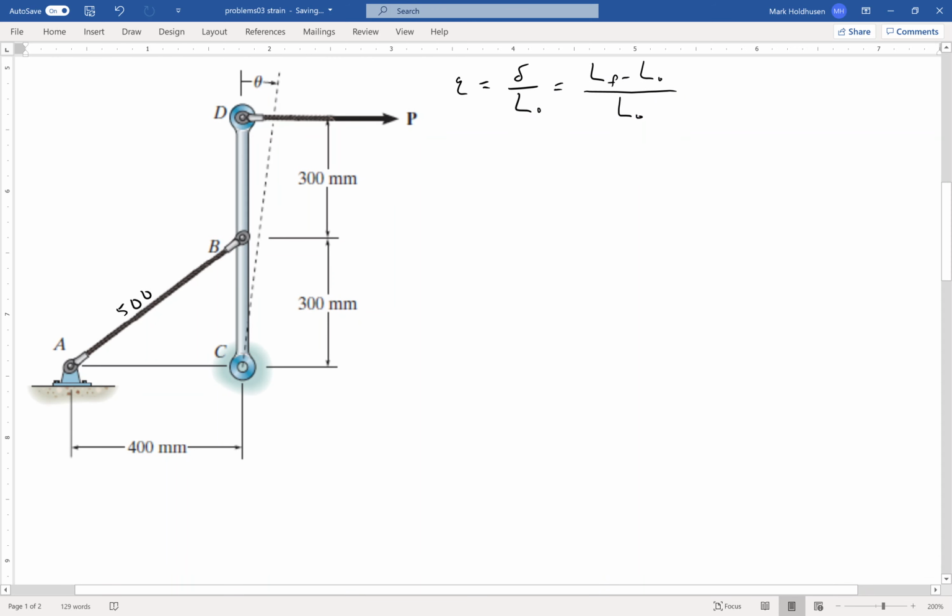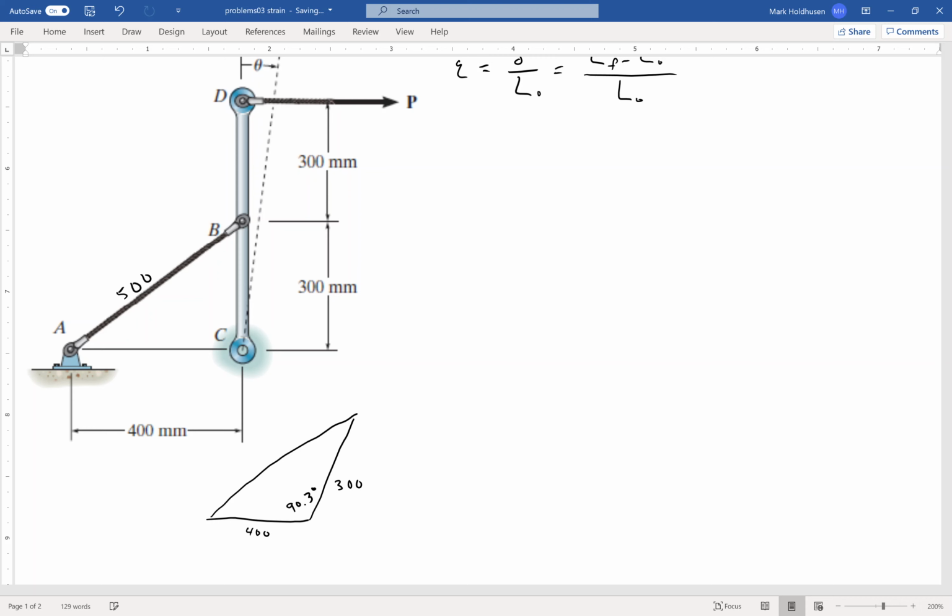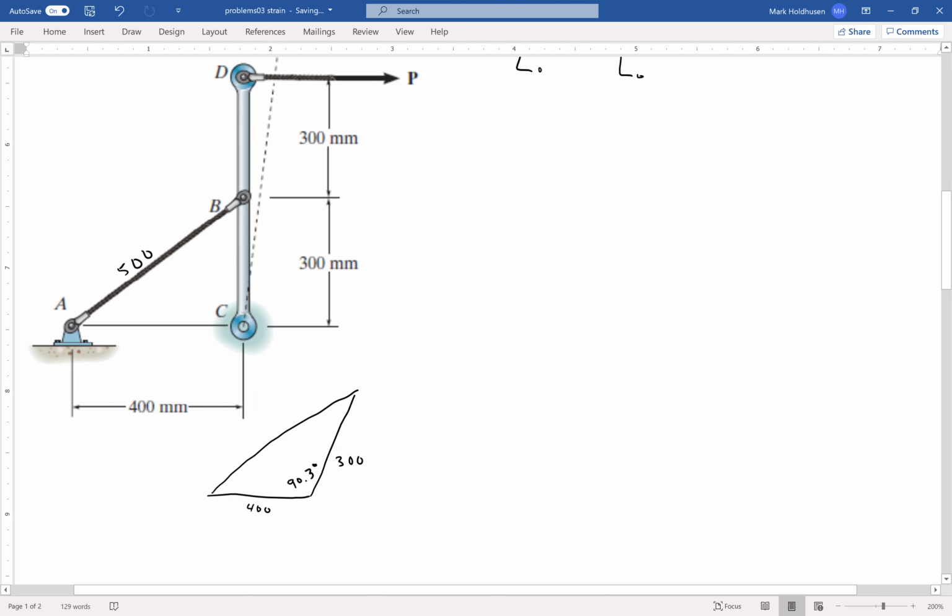Okay, after this thing is strained, and I'm going to exaggerate this a little bit, I've got a triangle that looks like this, where the angle here is going to be 90.3 degrees. This is still going to be 400. This is still going to be 300. I've got to find the length of that side over there.